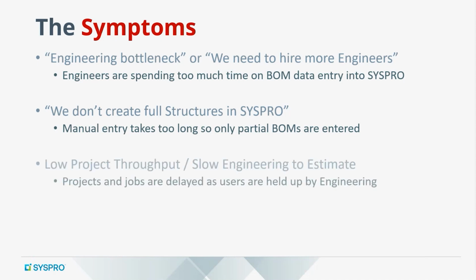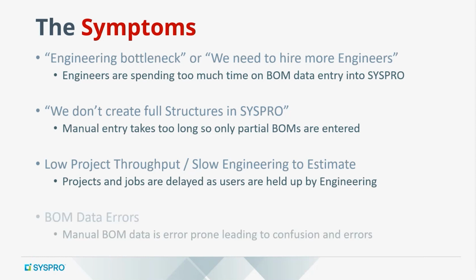and you're losing some details because the manual data entry takes too long. Maybe because of that delay, you're slowing down the rates of project and job completion because of the data entry task that it might take to enter this information. And lastly, maybe you're seeing errors in that data entry because it's either manually entered or using some other solution. Maybe there's some errors in the BOM data, and that creates further downstream errors in your jobs and so on in SYSPRO.